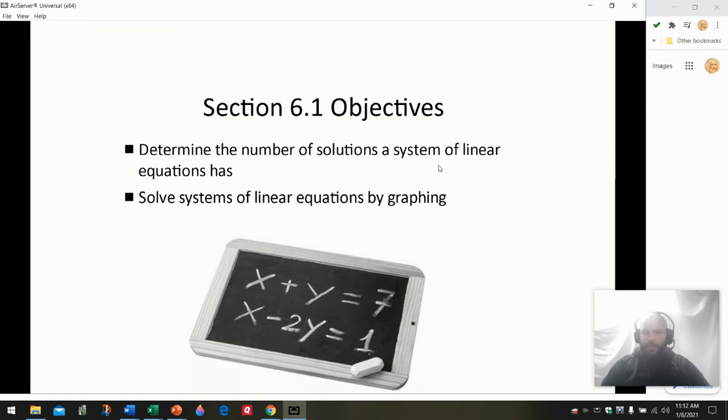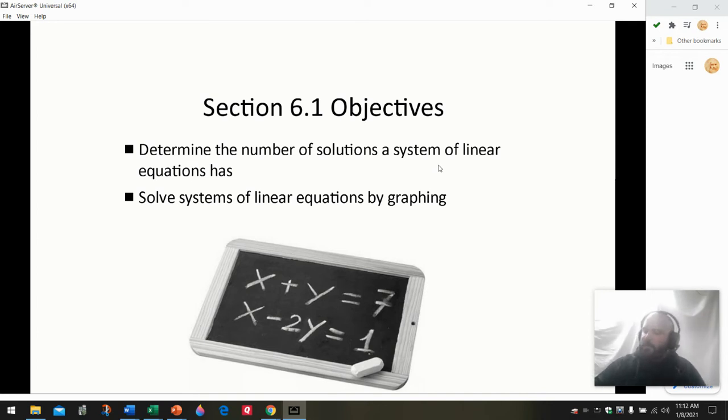So we are going to start into Chapter 6, Section 1. And Chapter 6 has quite a few different topics in it, but this Section 1 is going to study systems of linear equations. And so you can see in front of us there, we have two objectives that we're going to be looking at today. The first one is determine the number of solutions that a system of linear equations has. And then the second objective is going to be to solve that system of linear equations by graphing.